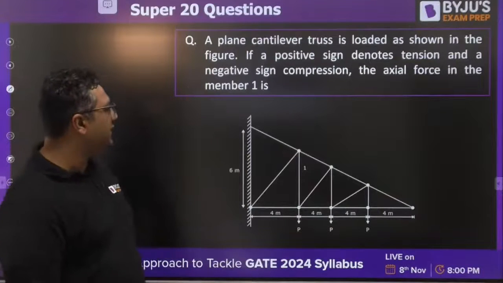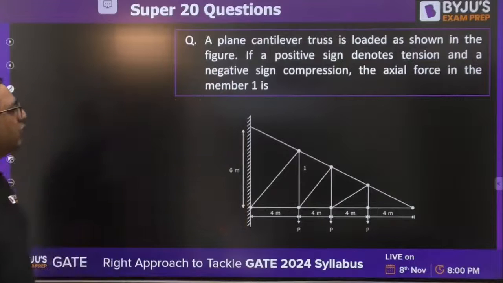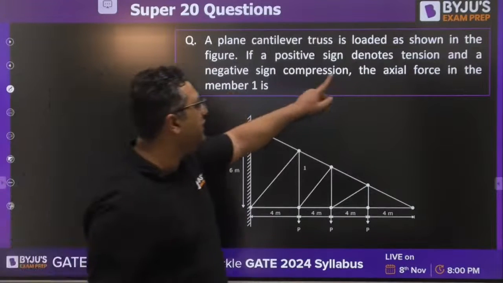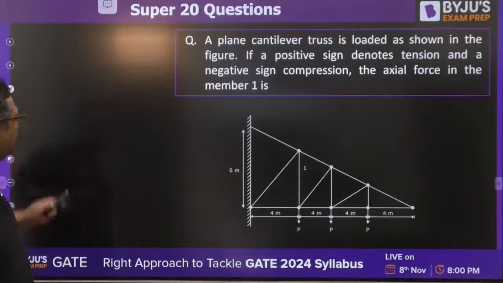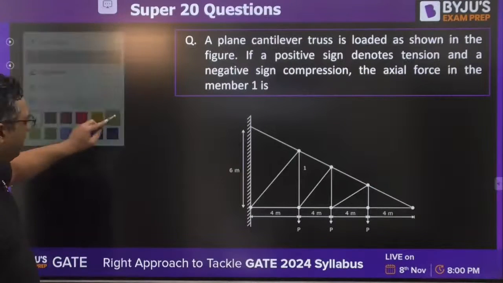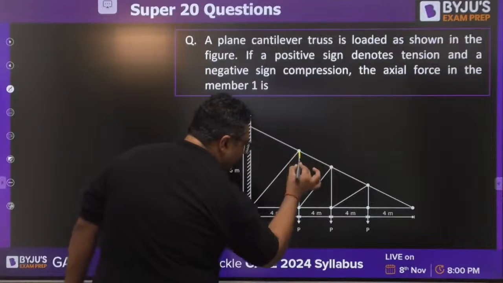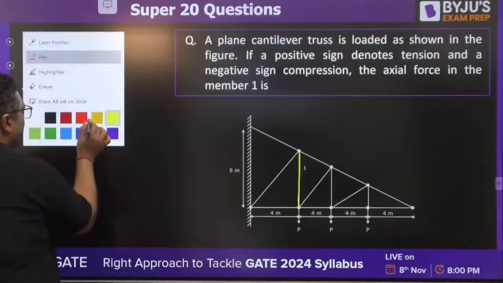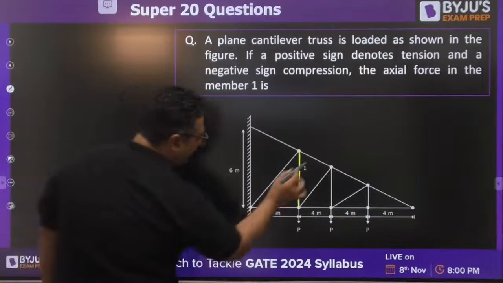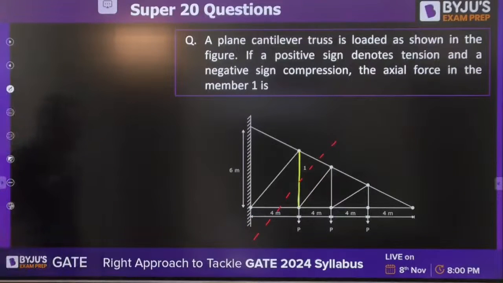Solve this question. This is a truss question. A plain cantilever truss is loaded as shown in the figure. If a positive sign denotes tension and negative sign compression, find the axial force in member 1. I will give you a hint. In this member, you need to find out the force. For that, you can apply the method of section by cutting it from here.